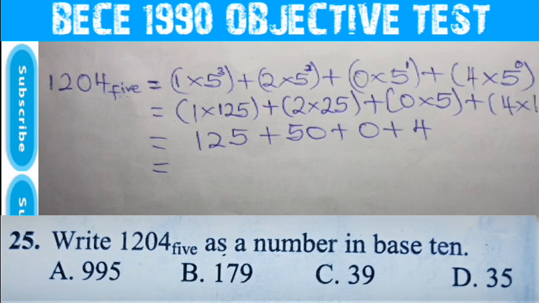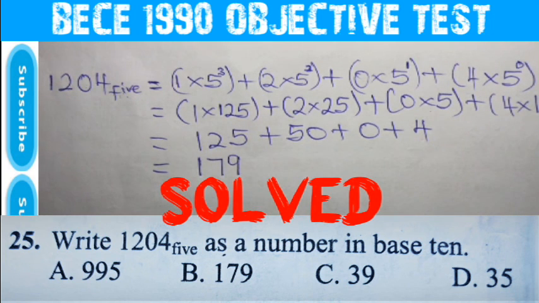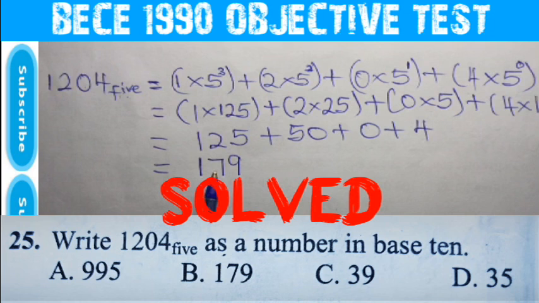And that is the final answer to this particular question, 179. So converting 1204 base 5 to base 10 gives us 179. And that is the final answer to our question 25. We now move on to question 26.